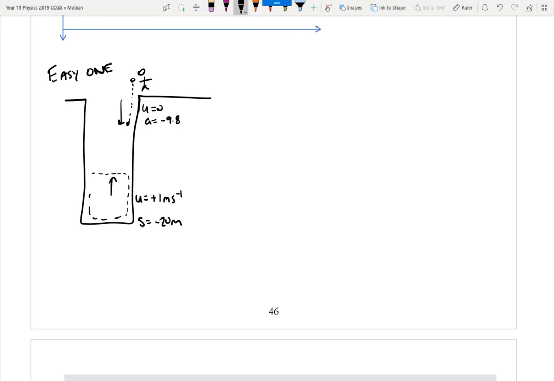When and where do they meet? Where did they meet? All right, now sketching this, we can still keep up as positive, down as negative. Okay, that's what we've got.